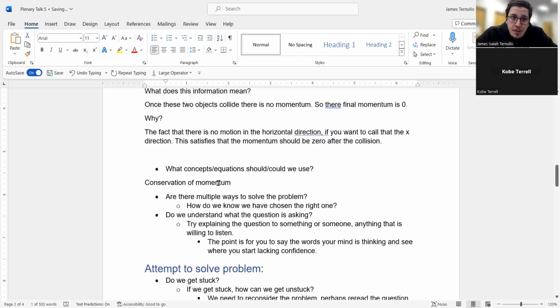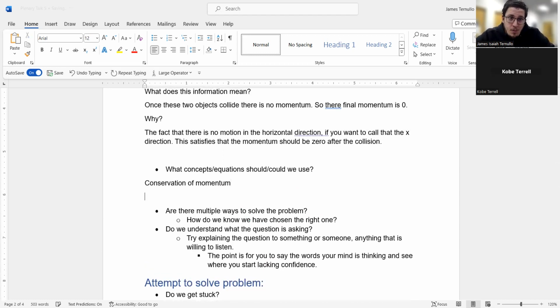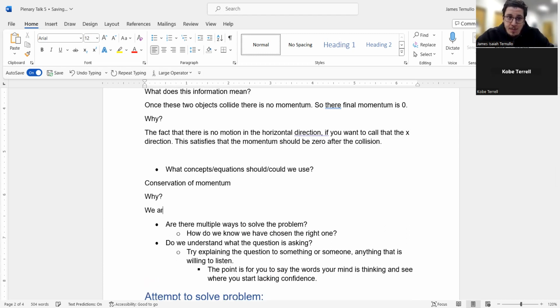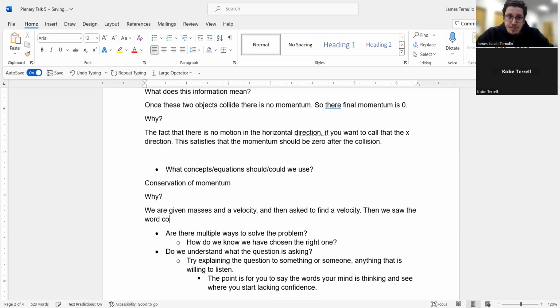So going through, we're answering these questions. We said conservation of momentum. Why? I just answered that. We were given a mass and a velocity, and then asked to find a mass, or asked to find a velocity. Then we saw the word collides. These are good indicators that we should use this concept.